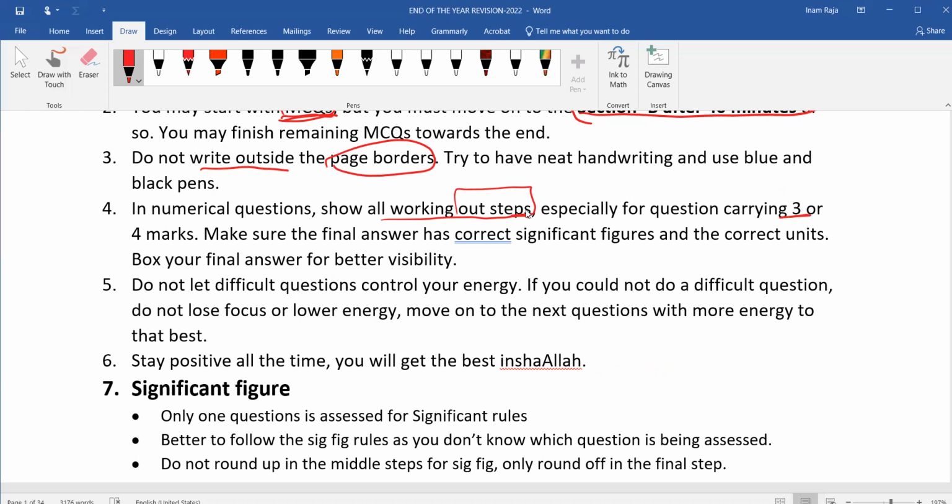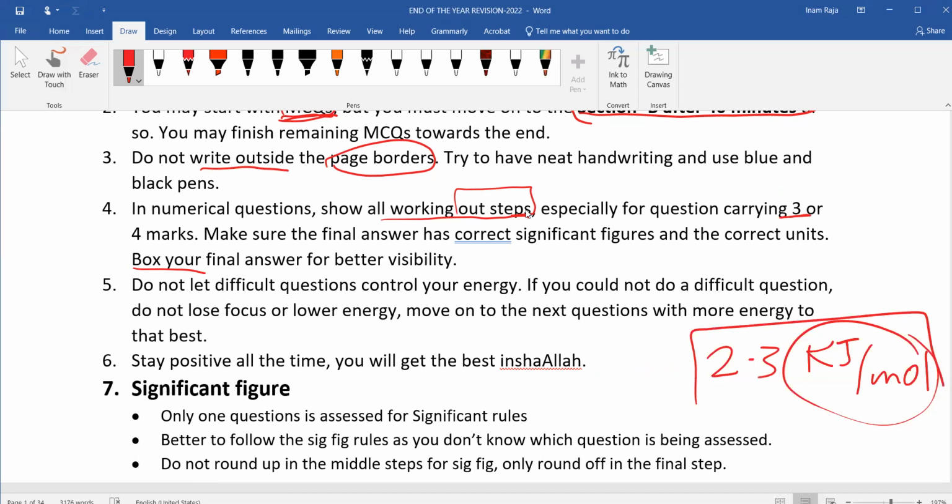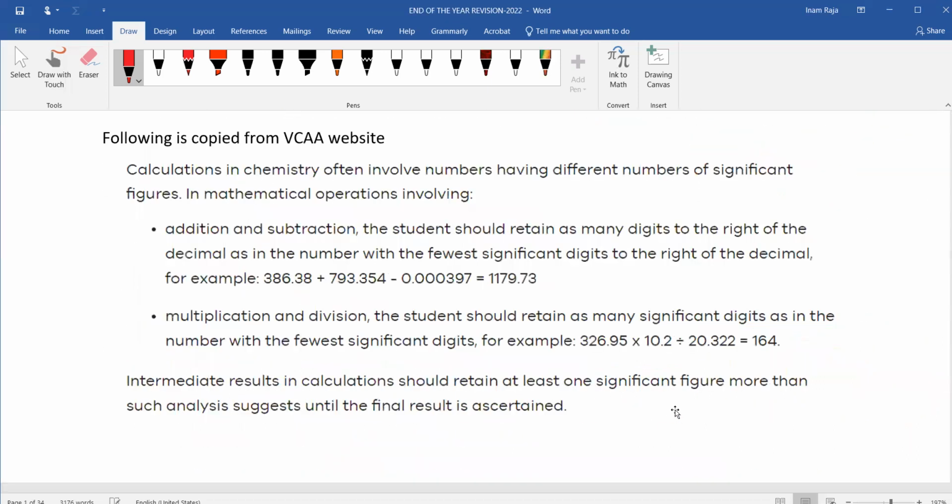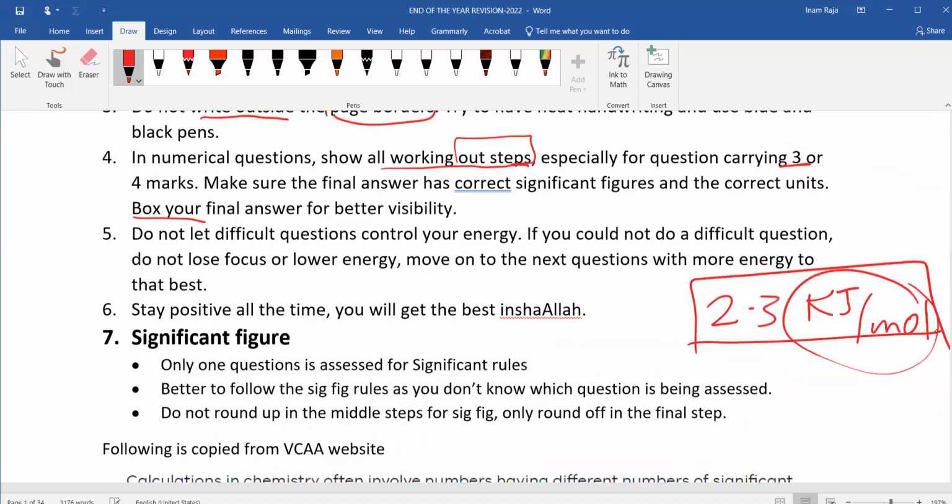All right. Now try to box your answer. If you have an answer, for example, 2.3 kilojoule per mole, first of all, your answer should have units. Without units, you may not get full marks. And once your answer is there, try to box it, because this will make sure that the assessor right away sees the answer, and then he or she can backtrack the working out as well.